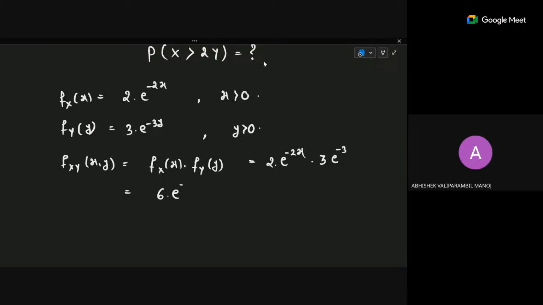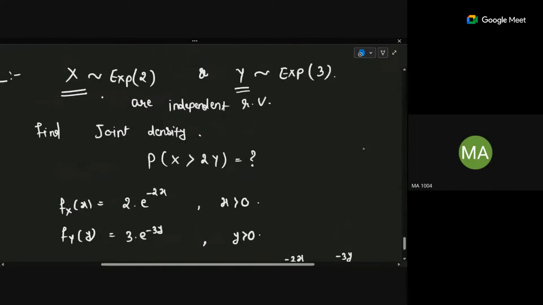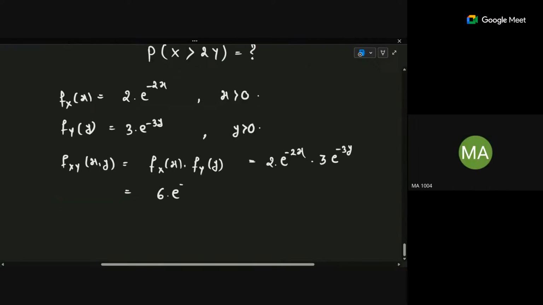Ma'am, is it mentioned that X and Y are independent? Yes, they are independent random variables. Okay, so it will be e to the power minus 2x minus 3y. So this is our joint density, or for simplicity, you can write it like this also. That is also fine, whatever you are comfortable with.